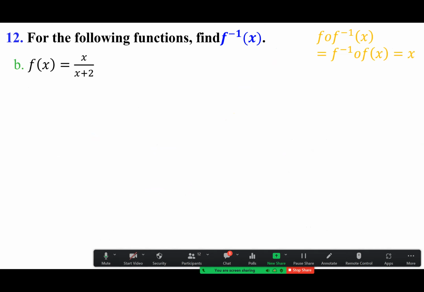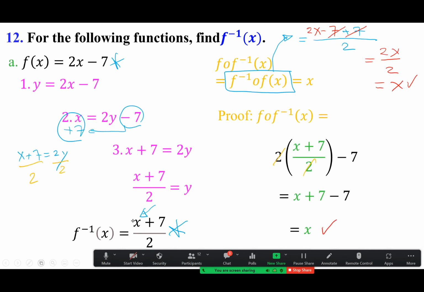F of x is given as x over x plus 2. We want to find the inverse. Sorry to interrupt, Professor. I had a question about how you proved the previous one. Go ahead.